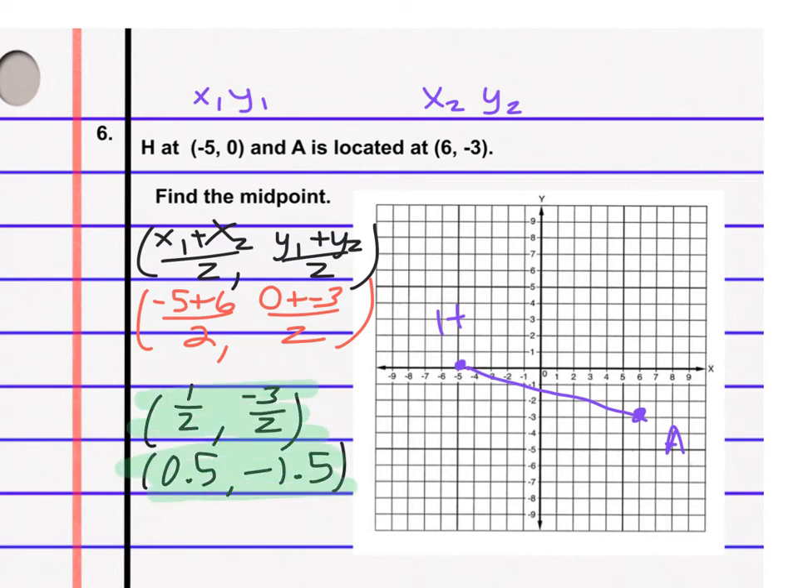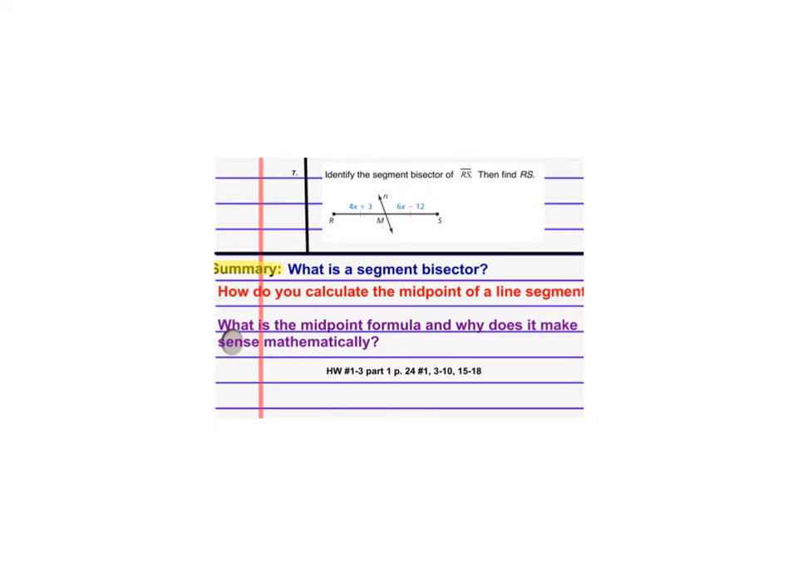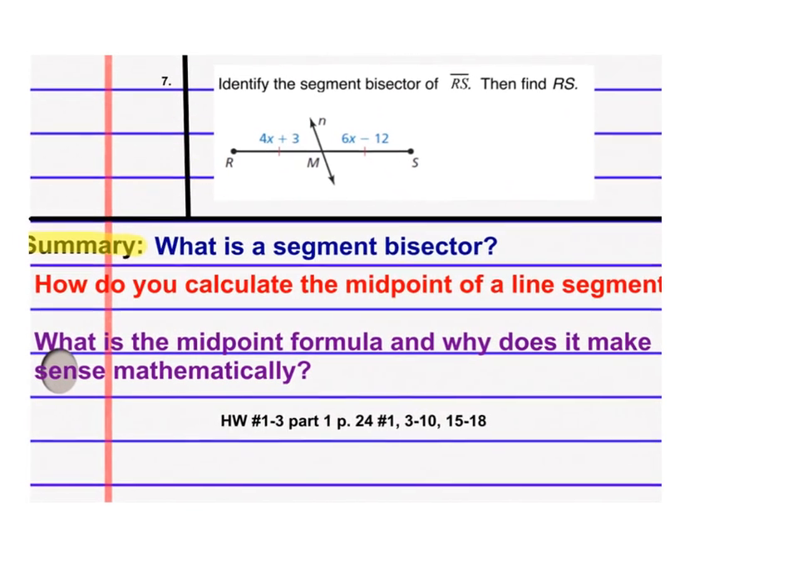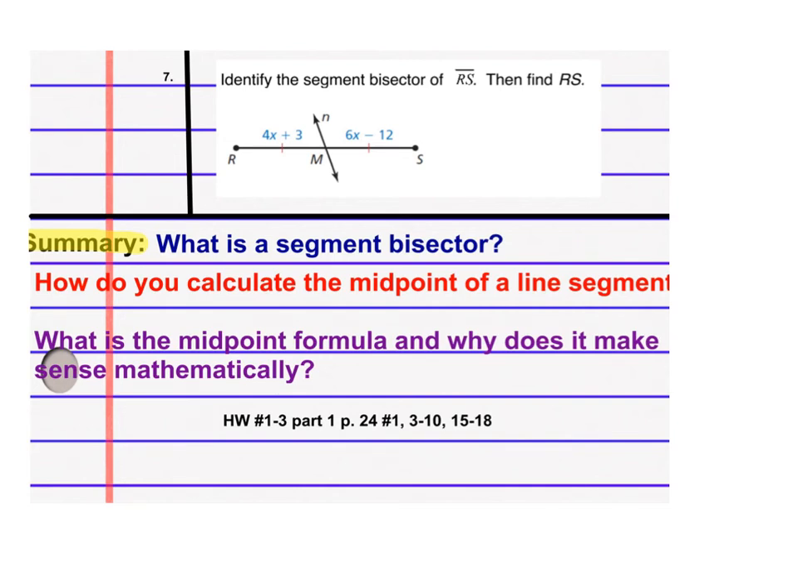You can get decimals in your answer. That doesn't mean you've done something wrong. Let's graph it and see. So 1/2, negative 1.5. Yep, there's my midpoint. Okay, so number 7, identify the segment bisector, find RS. If we were in person, I'd have you do this on your own and raise your hand and show me. So I will put up the answer since we're in distance, but number 7 is kind of a check. Pause the video, see how far you can get.